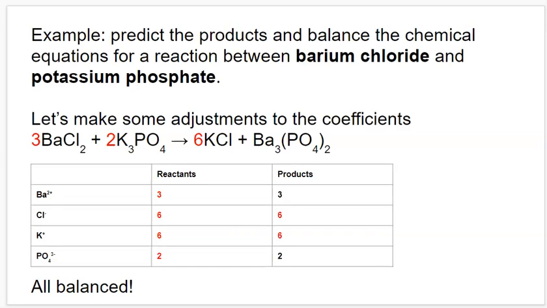Now I'm going to add a coefficient to the product side. I'm going to add a 6 in front of the KCl since I know that I need 6 of both of them. And that changes our potassium on our product side to 6 and our chloride to 6. And let's see here: 3, 3, 6, 6, 6, 6, 2, 2. Now we are all balanced.